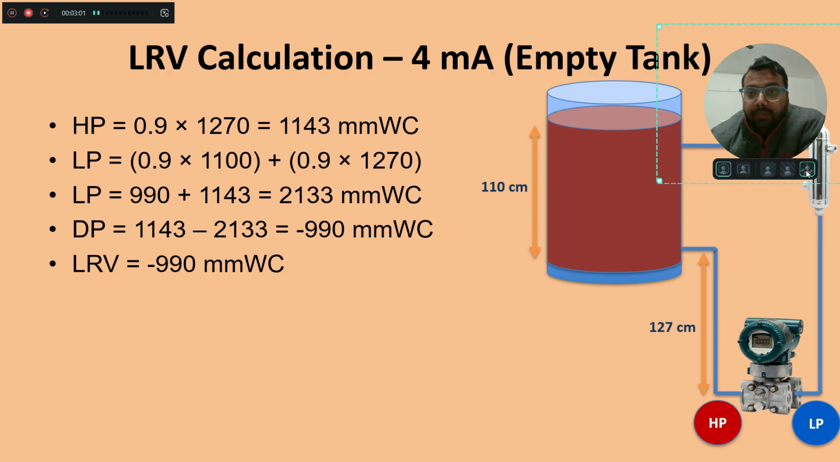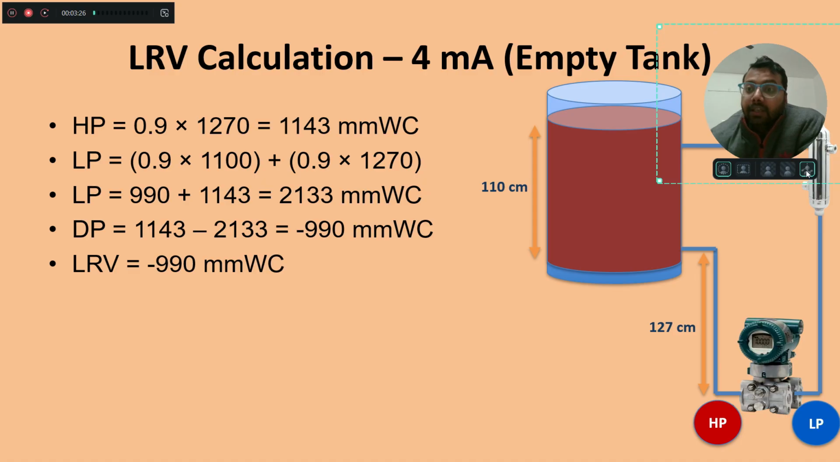0.9 is the specific gravity and 1270. At the HP tapping, if the tank is empty, only the 1270 millimeter, which is the height below the tank, exerts the pressure. So 0.9 into 1270, in millimeter water column, will become 1143.